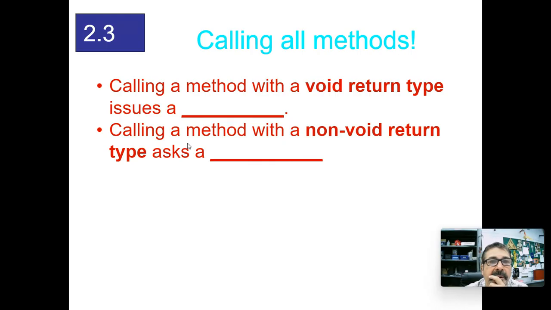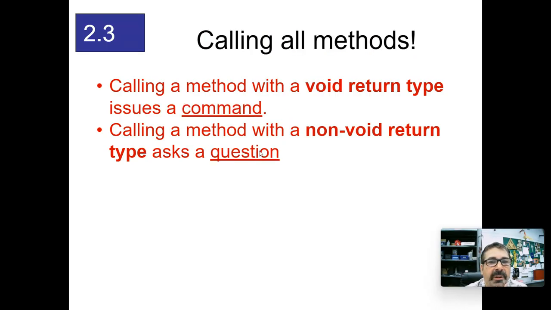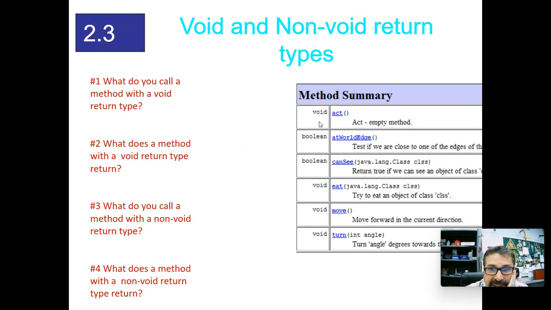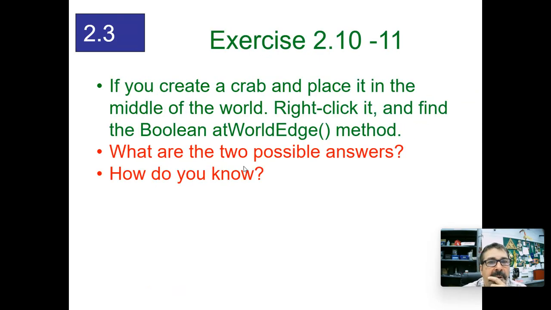Okay, another handout. Calling a method with a void return type issues a command. Calling a method with a non-void return type asks a question. And so an example is: that is void, that is non-void, void, void, void. Okay, good.